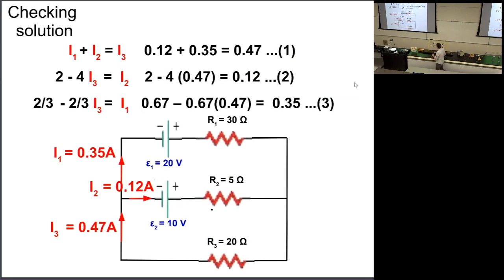The way I knew whether I got the answer right or wrong is I took the three currents that I had figured out, these values, and I just plugged them back into the equations. If I hadn't made a sign error, then when I plug in all these numbers in these equations, the left-hand side should equal the right-hand side. So that's a way of checking your results with these types of problems. Okay.